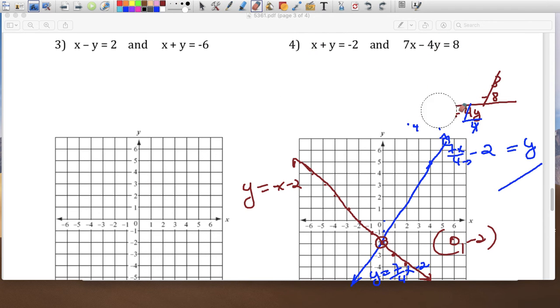And again, double check. Let me get rid of all this stuff. I'm going to substitute the x and y values. Here's my x value, this is my y value. So wherever I see a y, I put a -2. Wherever I see an x, I put a 0.